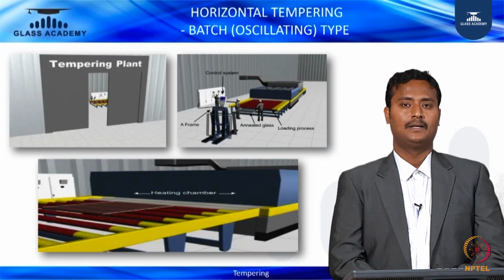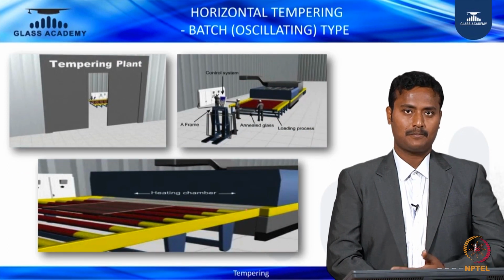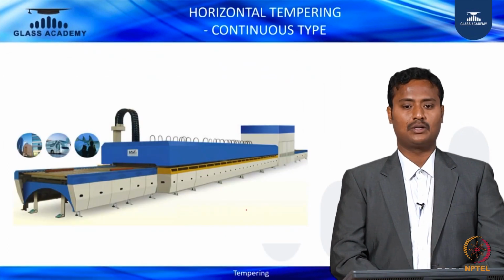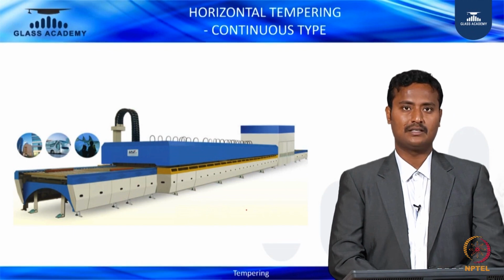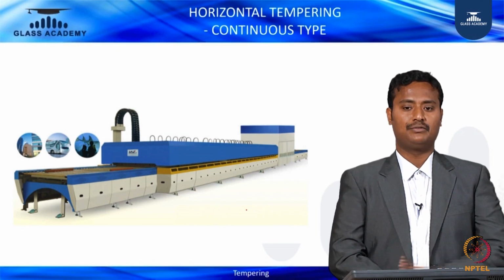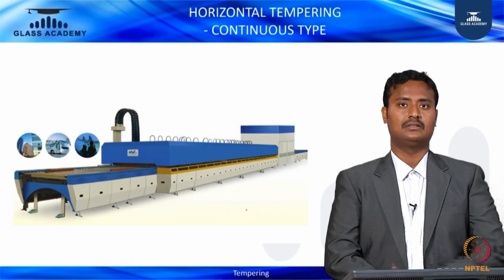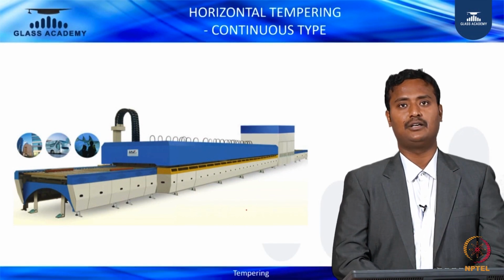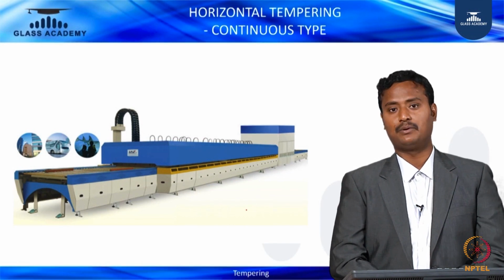For example, 6100 by 3210 is presently a massive size. If you want to temper it, you need such a continuous chamber to temper it.